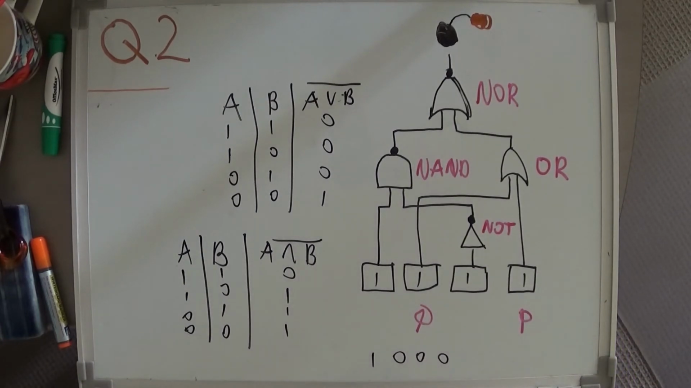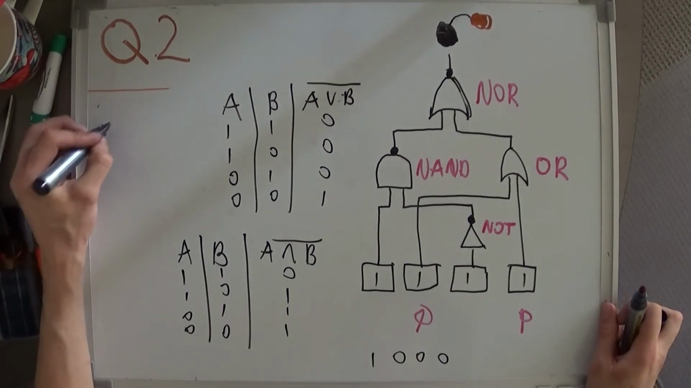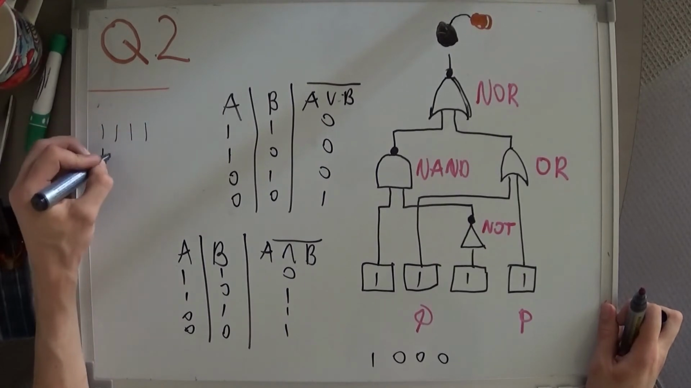Now let's have a think about this for a minute, and let's count down in binary over here. I'll have 1, 1, 1, 1.